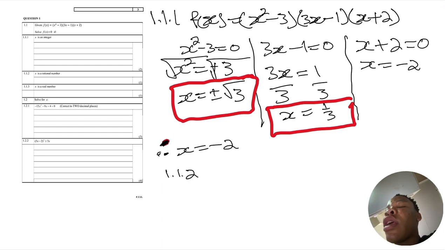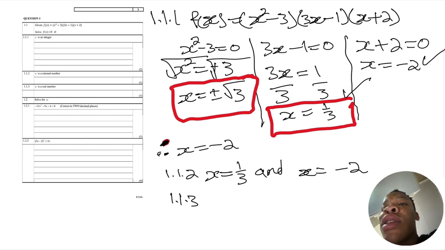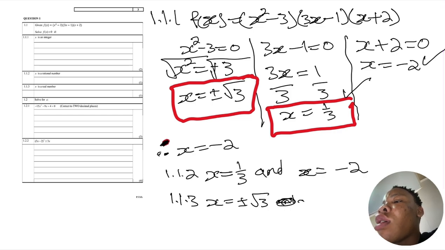So if x is a rational number, we will have x is equal to 1 over 3, and x is equal to negative 2. So 1.1.3, if x is a real number, on all of them, we'll have x is equal to plus or minus square root of 3, or x is equal to negative 2, or x is equal to 1 over 3.